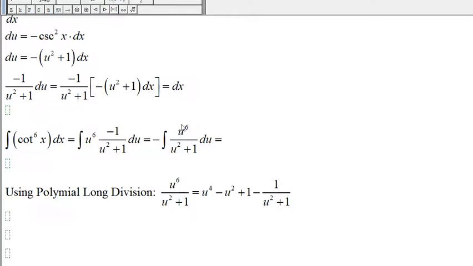Since this is the 6th power and this is the second, what we can do is use polynomial long division and divide u to the 6 by u squared plus 1. In setting up the long division, we can rewrite the denominator as u squared plus 0u plus 1 and then divide. We'll end up with u to the 4th minus u squared plus 1 minus 1 over u squared plus 1.